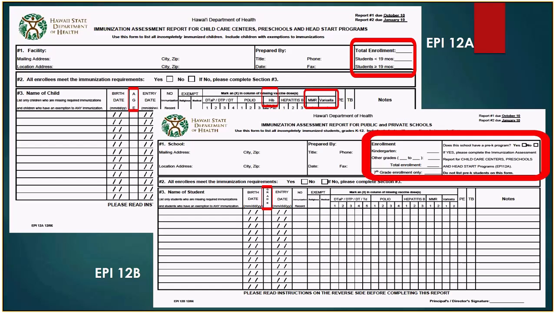Another difference between the two forms are the vaccines listed. The EPI-12A includes the Haemophilus influenzae type B or HIB vaccine, where the EPI-12B does not. This vaccine is only required for preschool students. The EPI-12B also has 2 doses of MMR and varicella, where the EPI-12A only has 1 for each. 2 doses of MMR are required for children in kindergarten through 12th grade. 2 doses of varicella are required for children in kindergarten through 12th grade if they receive their first dose on or after the 13th birthday.